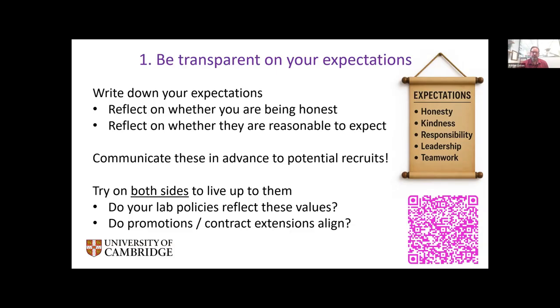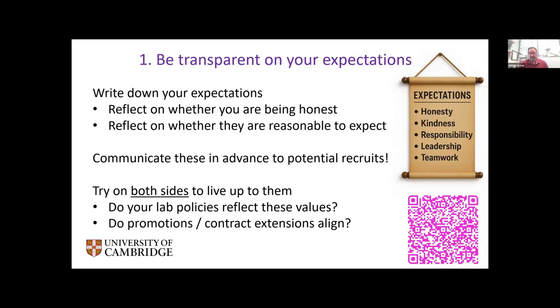But I think it is really important, when you write down your expectations, to reflect on whether or not you're really being honest. Because I think there's often the values that we would like to hold and the values that we actually hold. And part of being really transparent about your expectations is being honest with yourself and also reflecting on whether or not these are reasonable things to expect. And maybe we need to change what our expectations are, dial them back. And sometimes we need to just be upfront with ourselves about what we actually want.